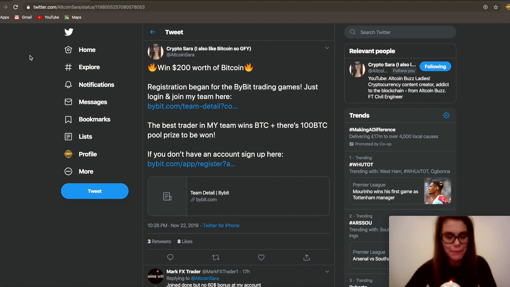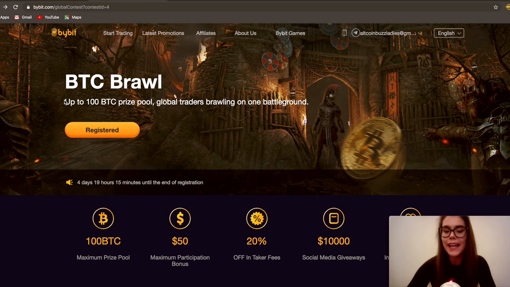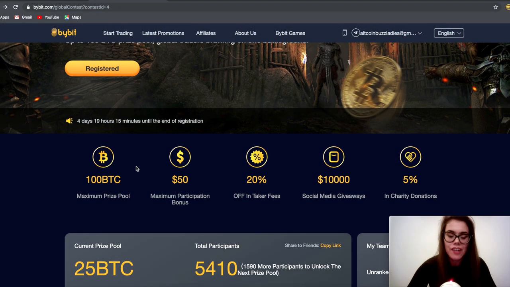And basically, what's happening is that registration will run from November 18th until November 28th. Concurrently, the competition will take place from the 28th of November until the 13th of December. And a total of 100 BTC is up for grabs depending on the number of contestants in the BTC Brawl.